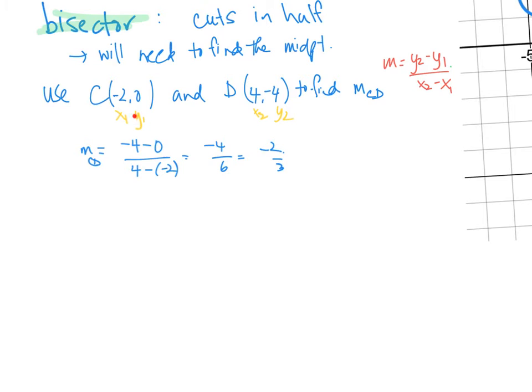So the slope of C and D connected, using the formula, I end up with a slope of -2/3. To get the perpendicular, we need to invert this, or flip it, and make it the opposite sign. So it's negative right now, so it'll be positive. So we'll need the new perpendicular slope. The slope of the new line will be 3/2.